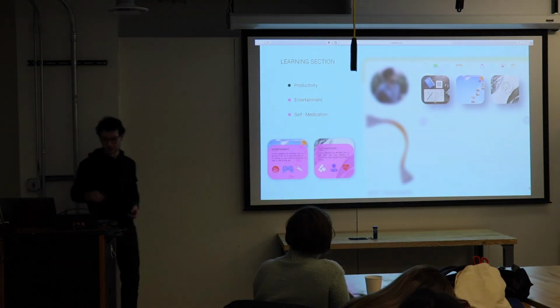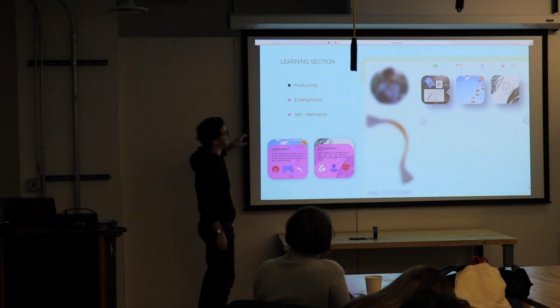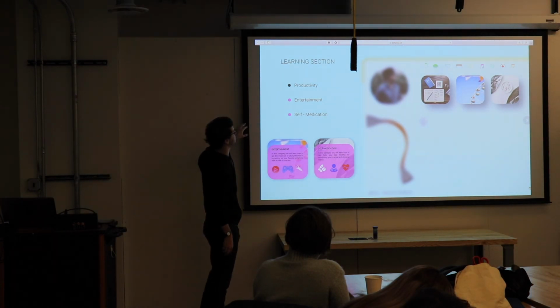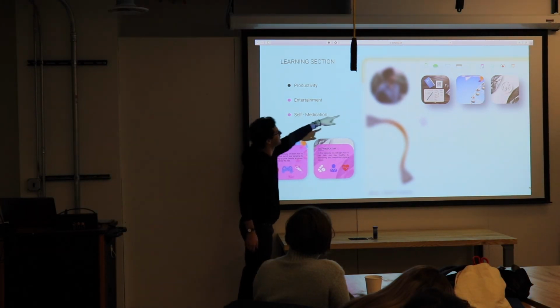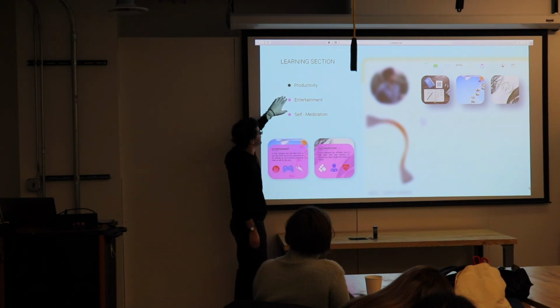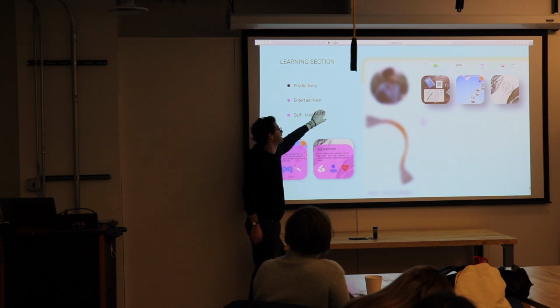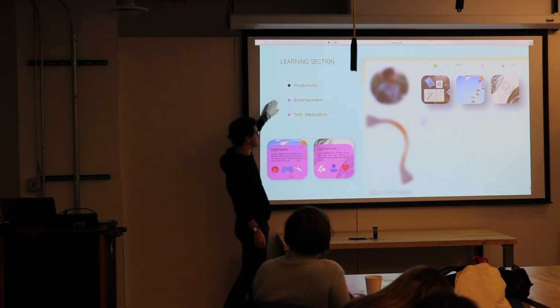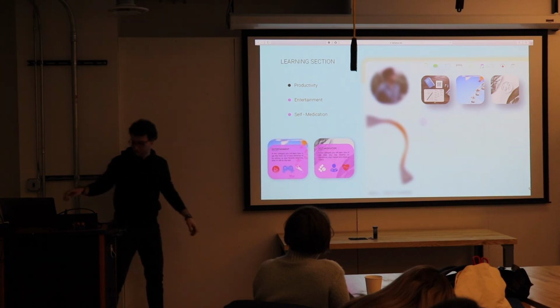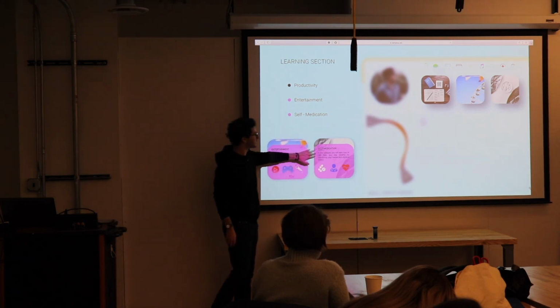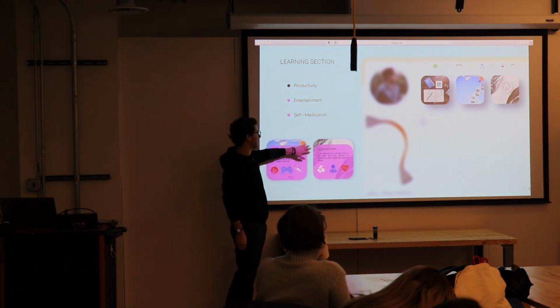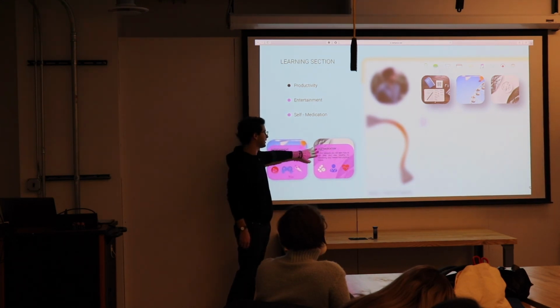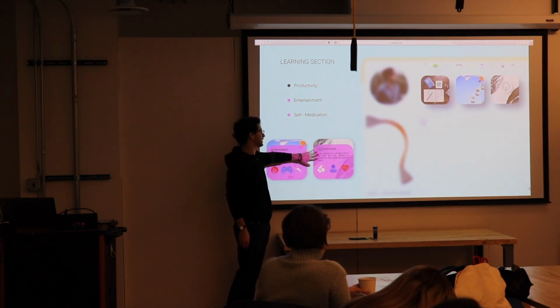So the learning section. In the learning section, we have three main categories. You have the productivity category, the first one, the entertainment category, and the self-medication category. And the self-medication category is one of the categories connected to the cylinder information that I showed you earlier. As you can see from the description, in this category, you will learn how AI can help you stay healthy by monitoring your mental and physical status.